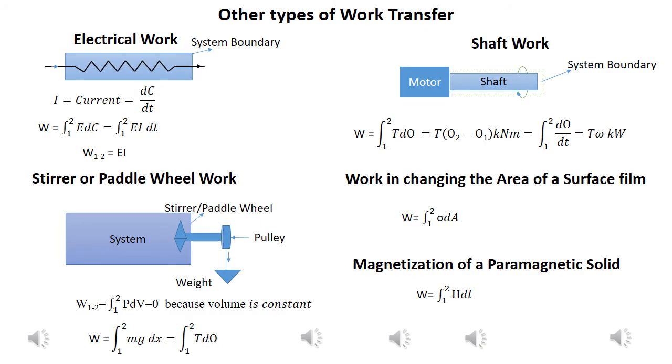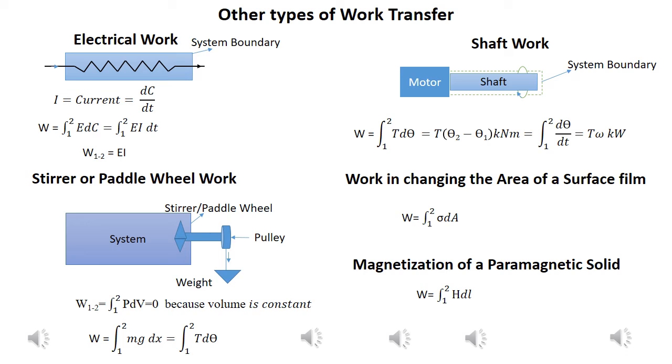Let us consider other types of work. Electrical work. When a current flows through a resistor, when we consider the resistor as a system, there is a work transfer into the system because the current can drive the motor, and this motor can drive the pulley, and this pulley can lift the weight.